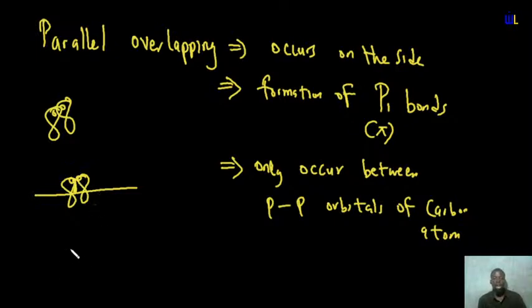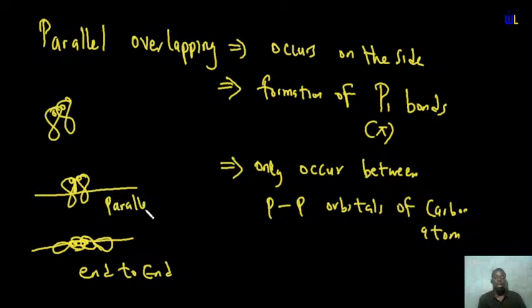So unlike our head-to-head or end-to-end overlapping, if it is end-to-end overlapping, you have something like this, where the electrons are shared or joined at the center or along this axis. This is what we refer to as end-to-end. While in this case, this is what we refer to as parallel overlapping. So you have that basically about the two of them. These are the major facts about this type of overlapping.